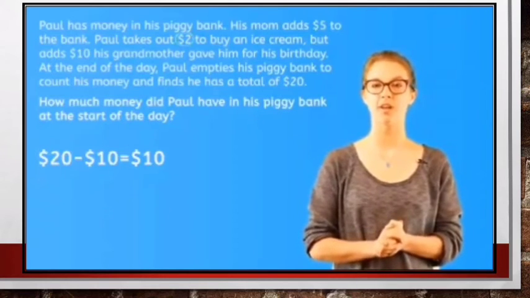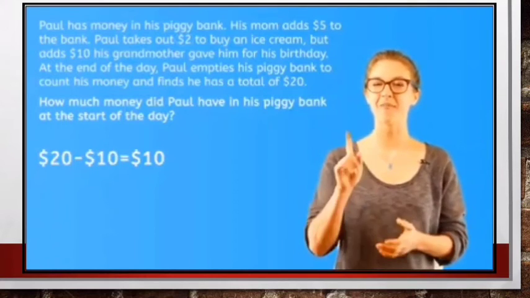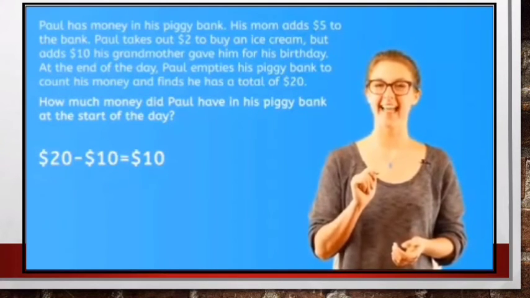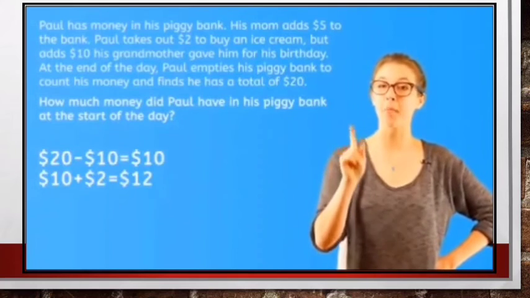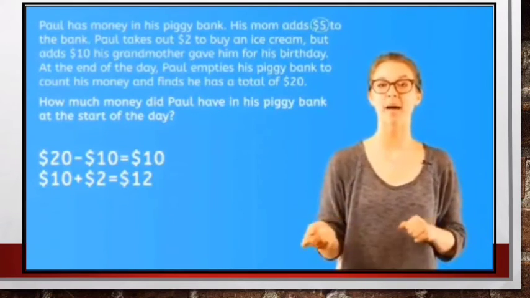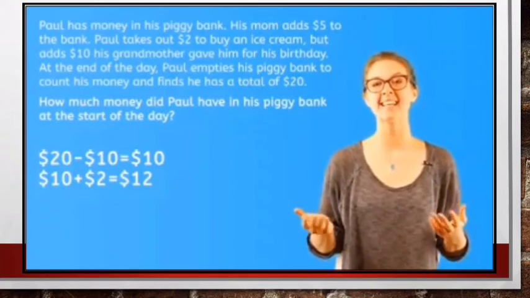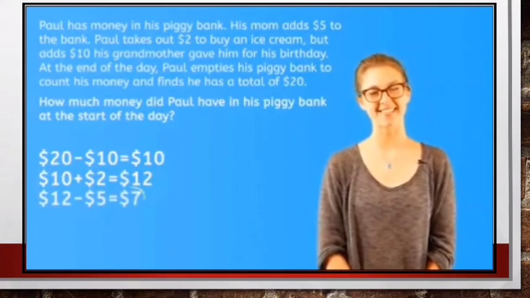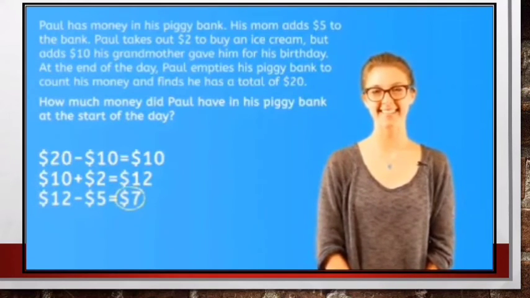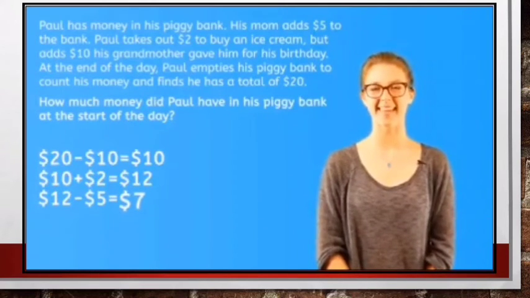Paul took out $2 to buy ice cream, but that means he had $2 more than $10. Remember, we're thinking backwards. That's $10 plus $2 equals $12. Wait, there's one more step. Remember, Paul had $5 added by his mother in the beginning of the day. That means he had $5 less than $12. So $12 minus $5 equals $7. Guess what? That's our answer. Paul started with $7 in his piggy bank.